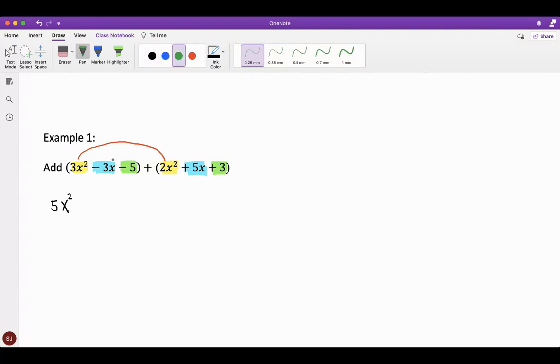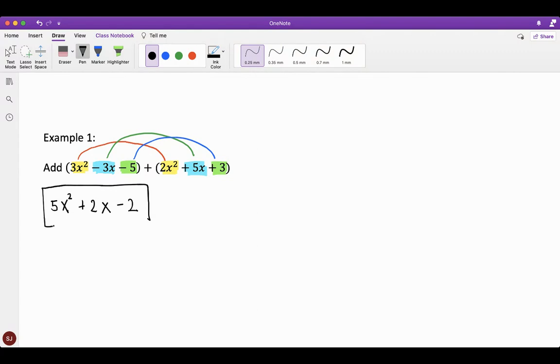And then let's do the second one. Negative 3x plus 5x. What's negative 3 plus 5? That's 2. So you get 2x. And lastly, negative 5 plus 3. What's negative 5 plus 3? That's negative 2. And that's it, we're done. Let me go ahead and box my answer.